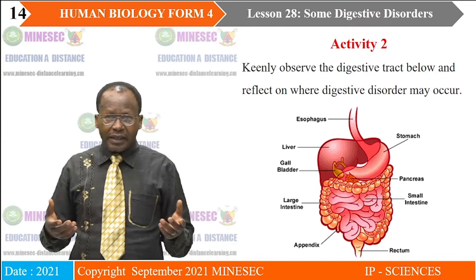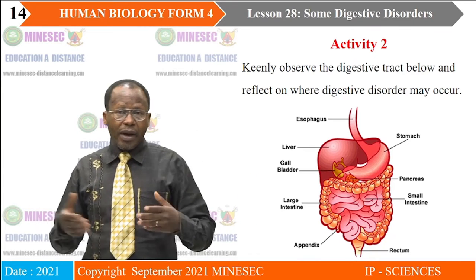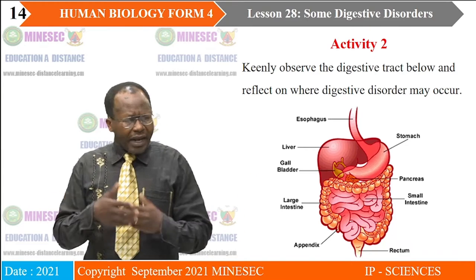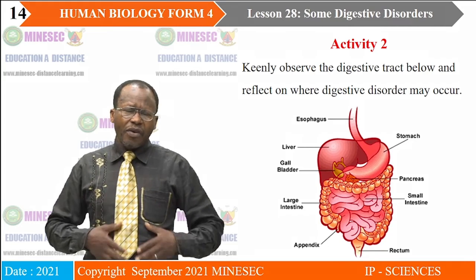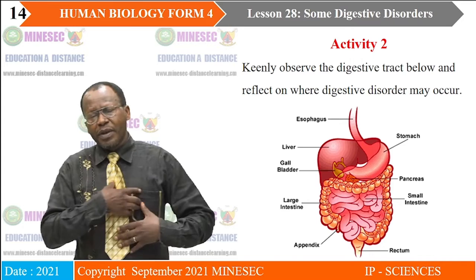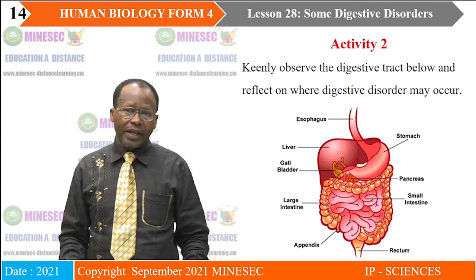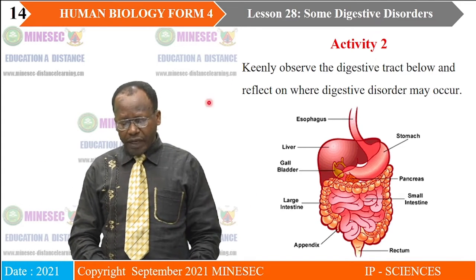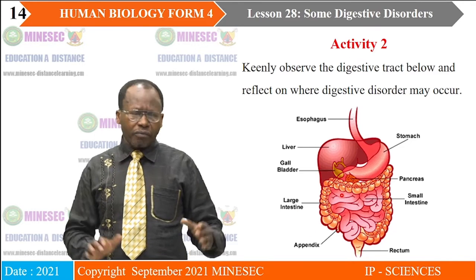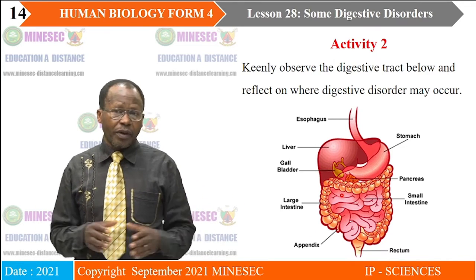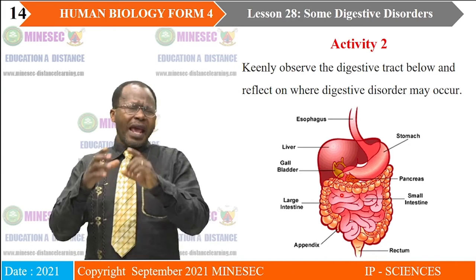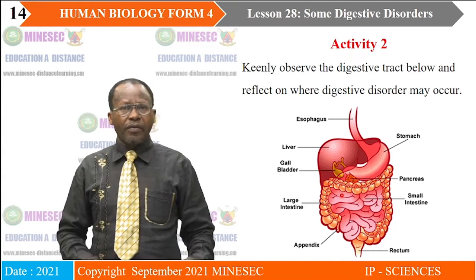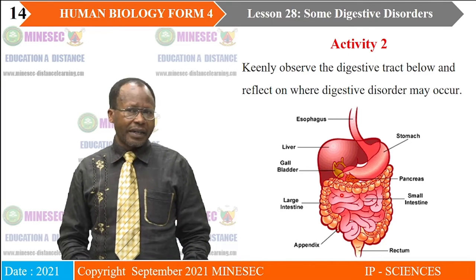Have you vomited? Have you seen your little one or bigger one vomit? What has happened? In such a situation, what might have been happening? Have you ever felt pain in the stomach? Maybe heartburn or whatever kind of thing. Then it is important for us that when we have such signs or symptoms, we should try as human biology students to preempt the particular part of the alimentary canal that may be affected negatively.